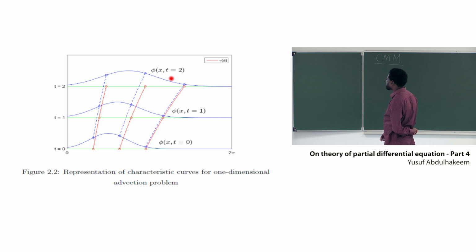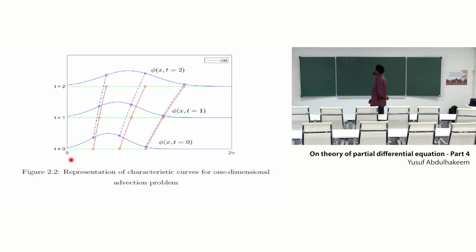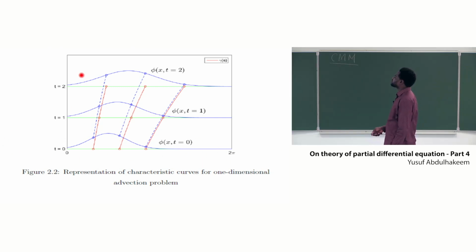The blue here is for phi, and then we can see how the graph moves. You can see it is higher than this, and we can see where it meets up with all this. So this is the representation of characteristics for the one-dimensional advection problem. This is the domain from 0 to 2 pi, which means x takes values from 0 to 2 pi, and t here is just from 0 to 2. That is the time.